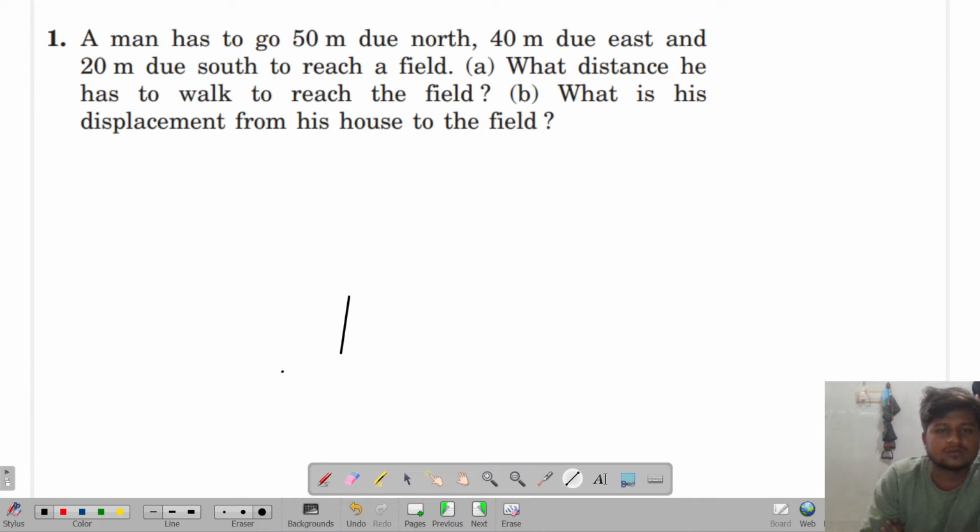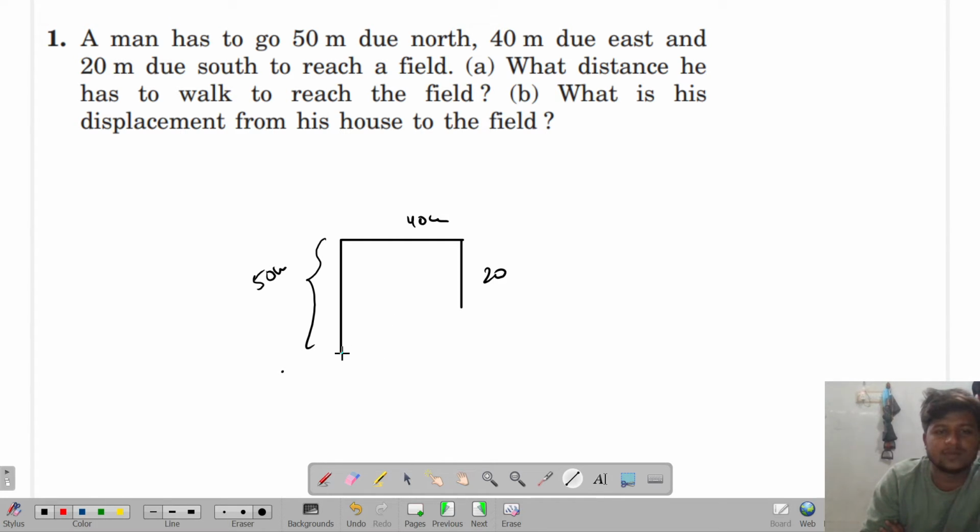50-meter due north. So the person is walking 50-meter due north. Then it is walking 40-meter due east. This is 40-meter due east. Then it is walking 20-meter due south. So this is 20 meters south. Okay. This is how much? 50-meter, 40-meter, 20-meter. It is very easy. Okay. So this will be displacement or not?